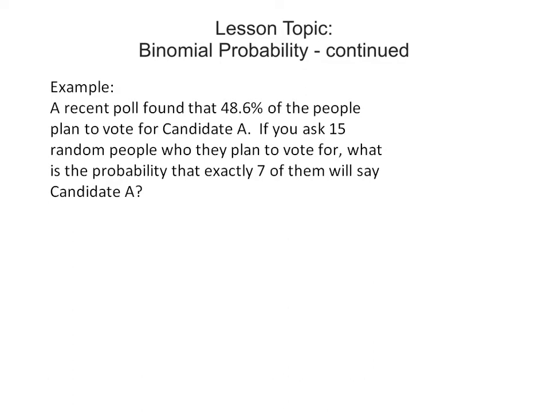Okay, so remember on these, what you are going to first do is find out how many different ways it can be that 7 people out of 15 voted for candidate A. So the number of ways that can happen is 15C7. Okay, 15 people, we want 7 of them to pick candidate A for this probability question. So we multiply the number of ways that can happen times the probability of a person voting for candidate A. Again, that is found right here.